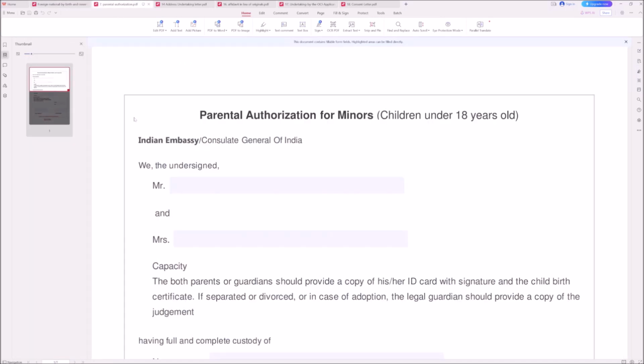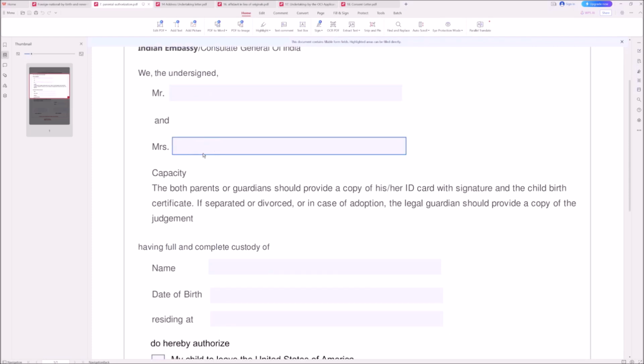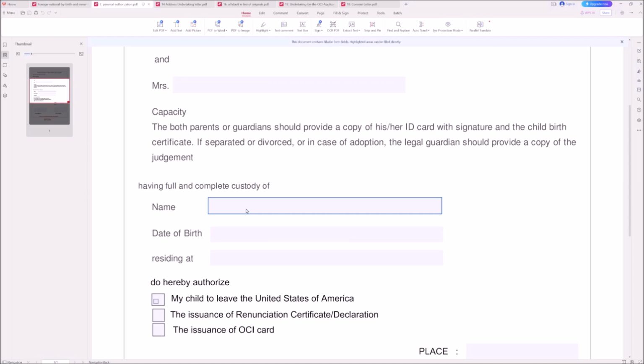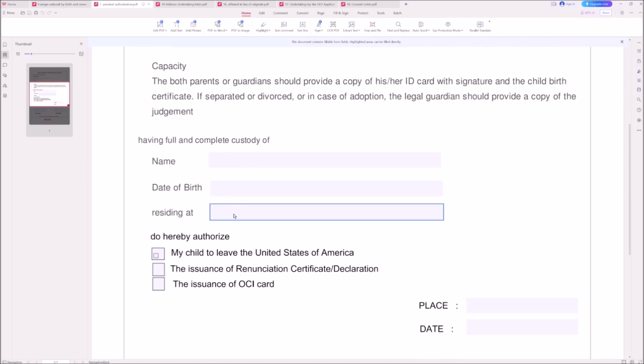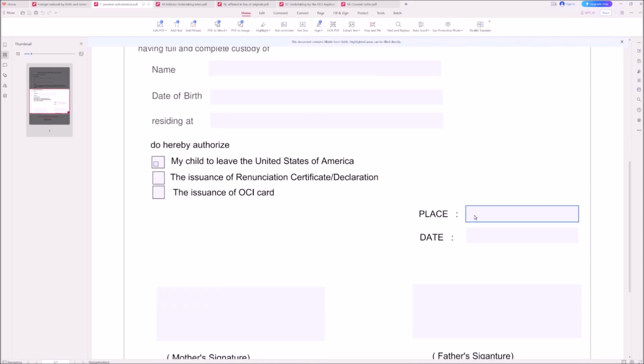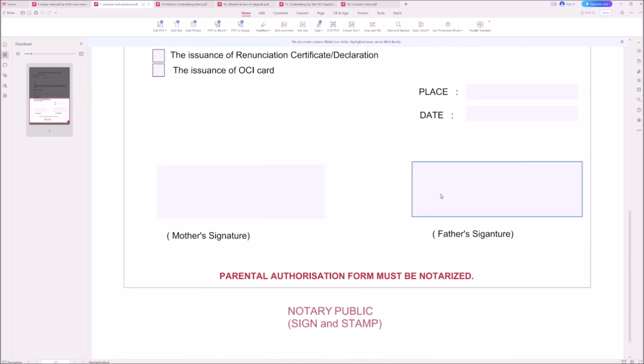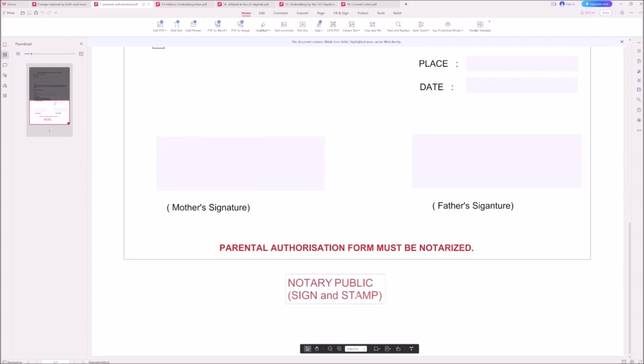So now let's go to the parental authorization for minors. For children under 18 years old, this has to be the father's name, this has to be the mother's name, and this has to be the name of the child, date of birth of the child, and this has to be the address of the child or the parents. And here the issuance of OCI card needs to be checked compulsorily. This is the place, city and state name, and this is the date. Here comes the mother's signature, here comes the father's signature, and finally you need to provide the notary public's signature and stamp or the notarization below this.